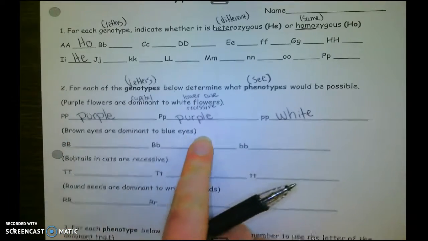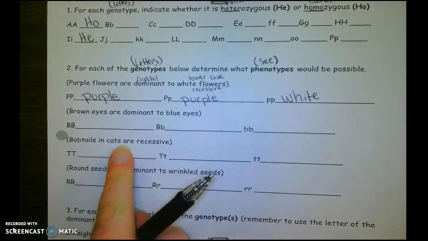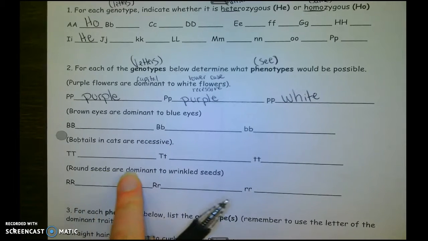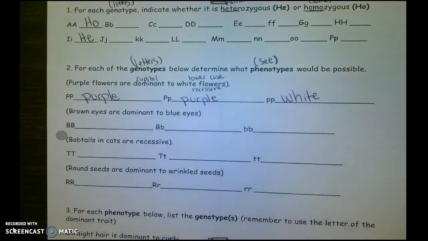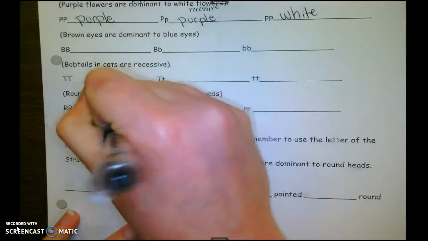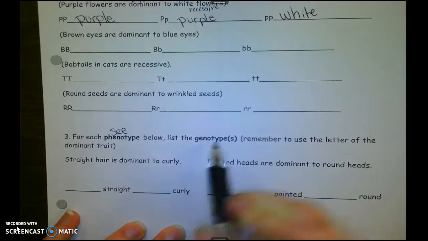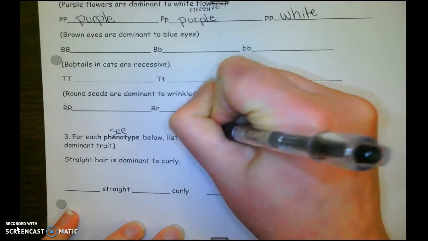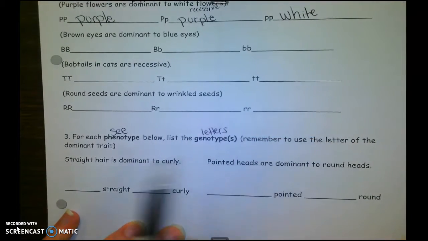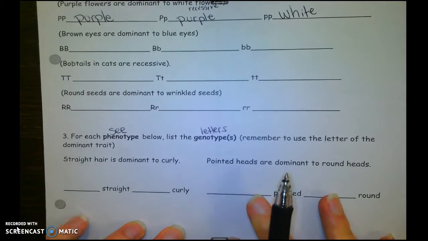Brown eyes are dominant to blue eyes. Bobtail cats are recessive. That's important. Round seeds are dominant to wrinkled seeds. Section 3 says for each phenotype, what we see, list the genotype or types. There could be two. The letters. So remember to use the letter of the dominant trait.